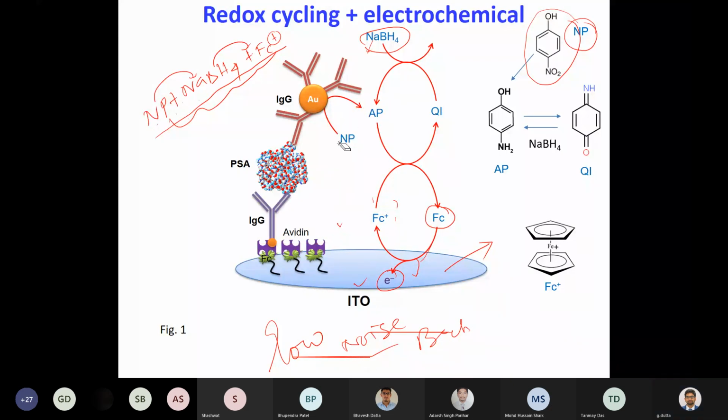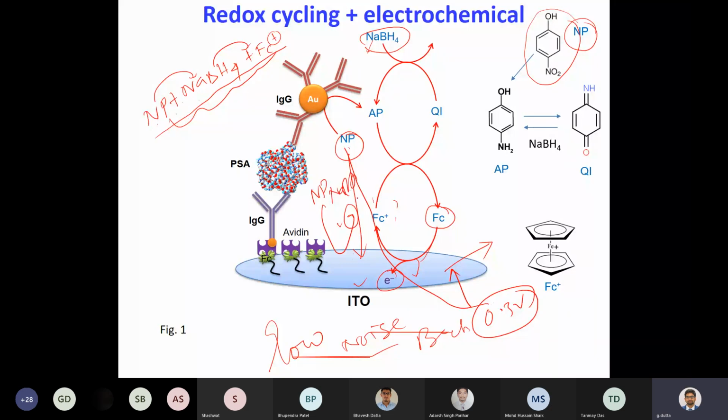when finally we apply some potential, like 0.3 volt, during that potential application the starting materials also should not generate any electron on the surface. NP itself should not react on the surface. Sodium borohydride itself should not react much on the surface. Fc plus should not react on the surface.